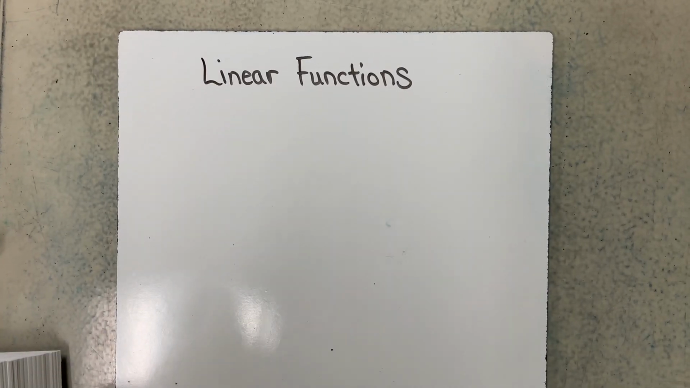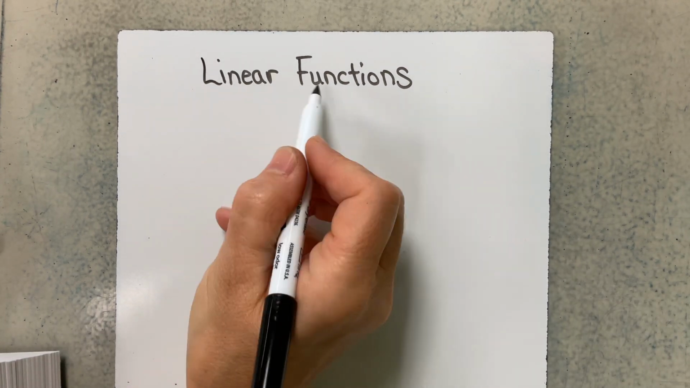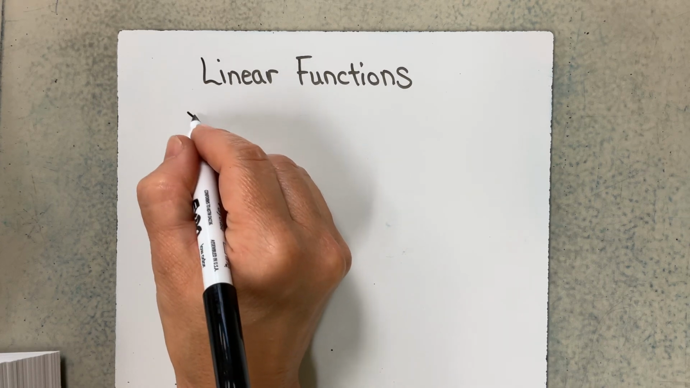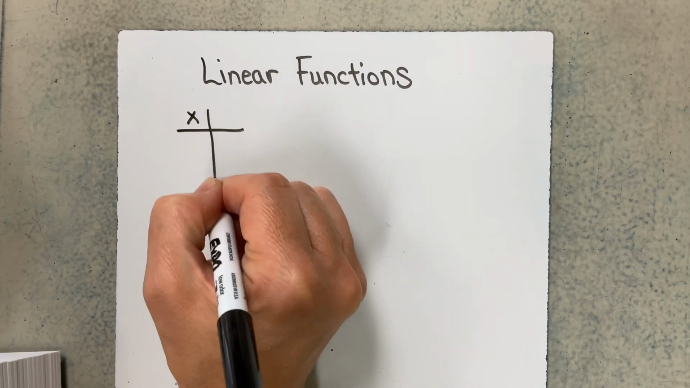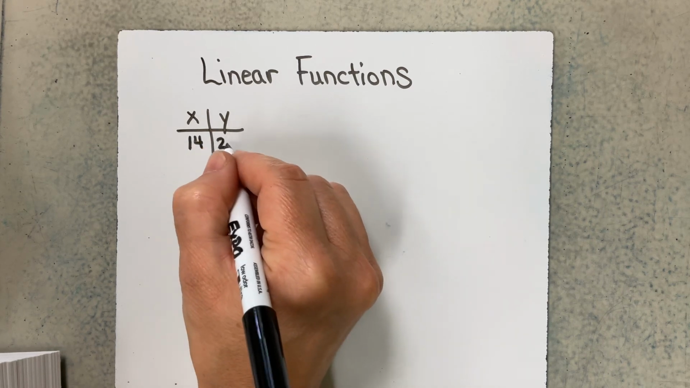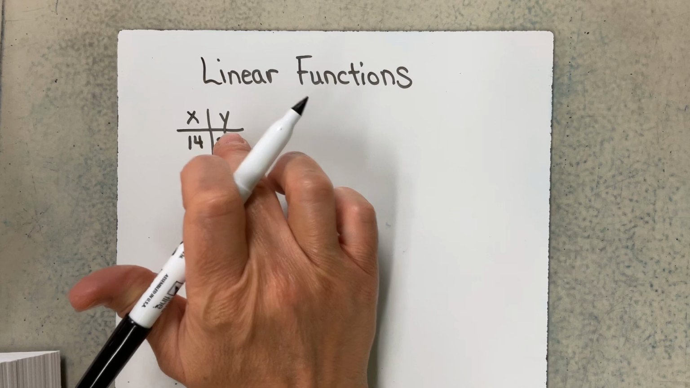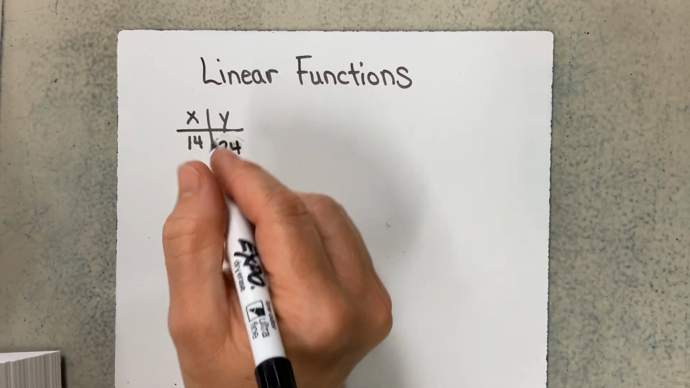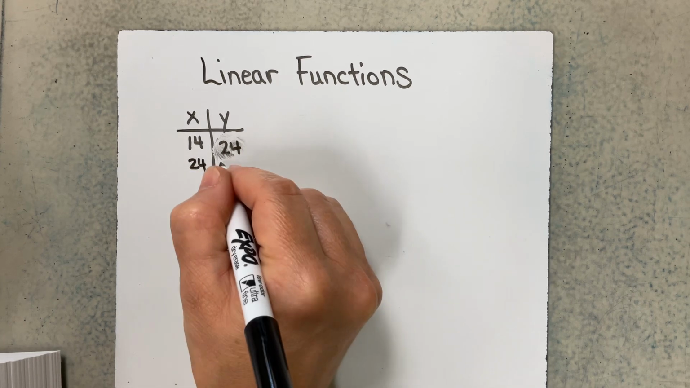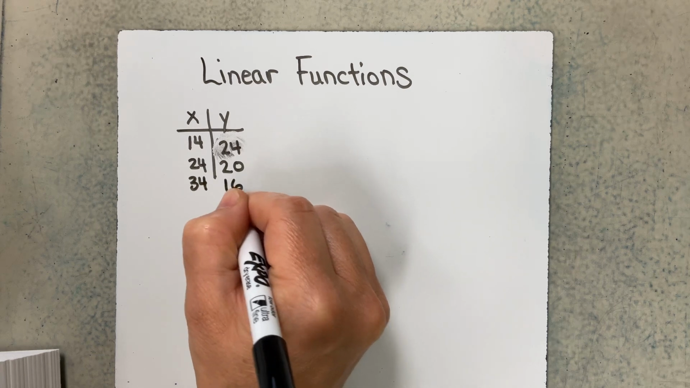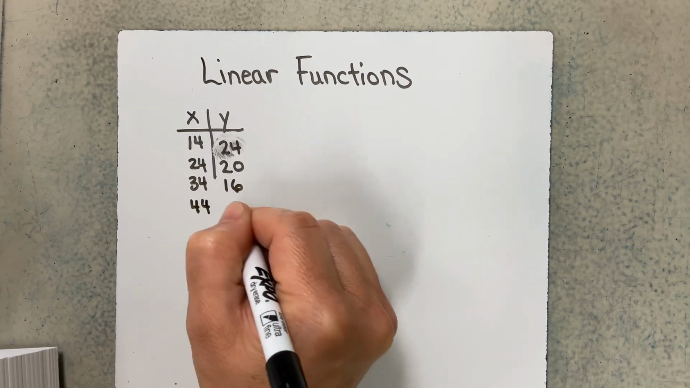All right, today we are going to discuss linear functions. We've discussed functions before, so let's look at this example here. I'm going to do a table of x, y. So 14 goes to 24. Oh, no, sorry. 14 does go to 24. Sorry about that. 24 goes to 20. 34 goes to 16. 44 goes to 12.